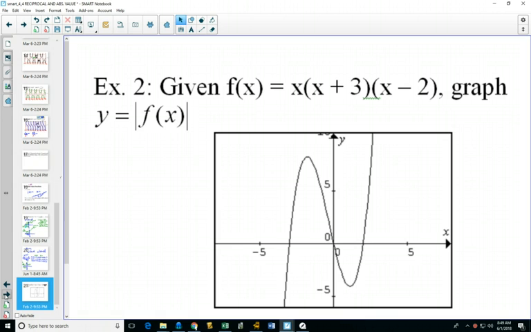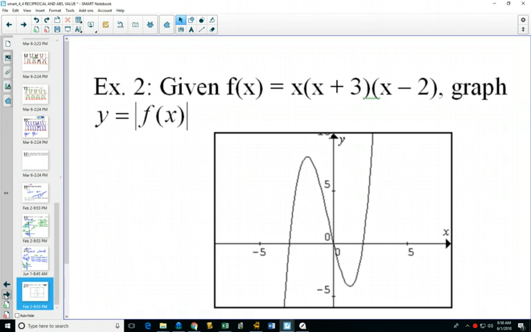So now let's combine Chapter 1. Chapter 1 had graphing polynomials. And so here, f of x, the original function, is one of the polynomial functions that we graphed in Chapter 1. So a little review of graphing in Chapter 1. This is an x cubed equation. We can tell it's an x cubed equation because it would be x times x times x. And it's already in factored form.